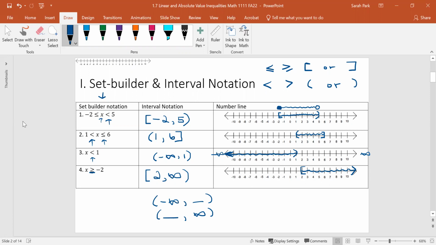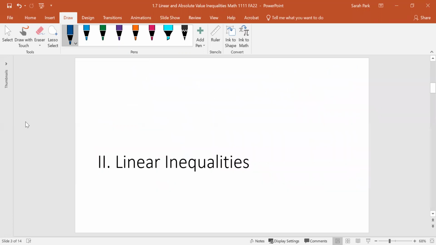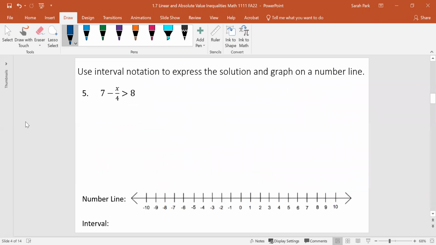Okay, let's take a look at solving linear inequalities next. For this example, we have 7 minus x over 4, or divided by 4, greater than 8. We're going to solve for x, then use interval notation to express the solution and graph it on the number line. So with 7 minus x over 4 greater than 8, let's take away the 7 first. So subtract the 7 from both sides of the inequality.